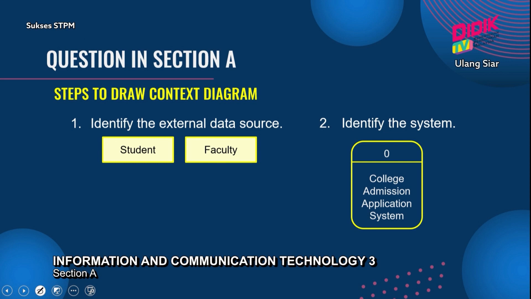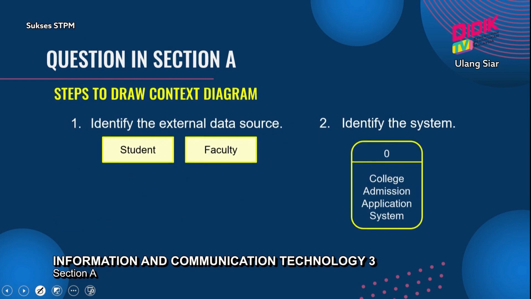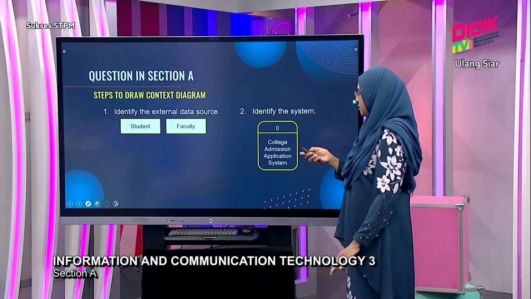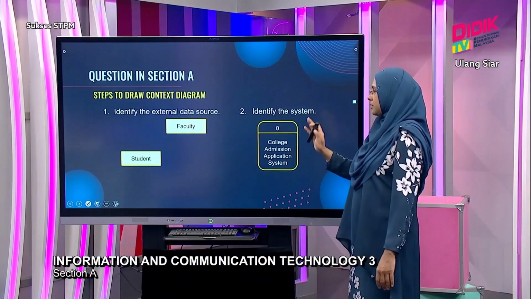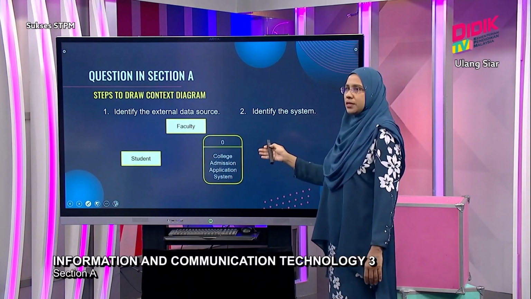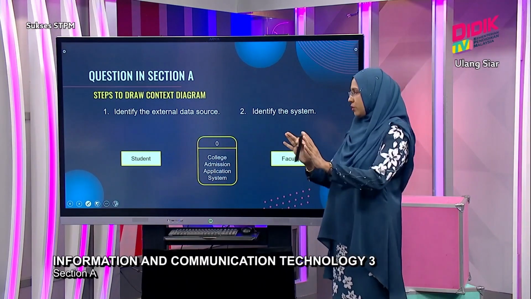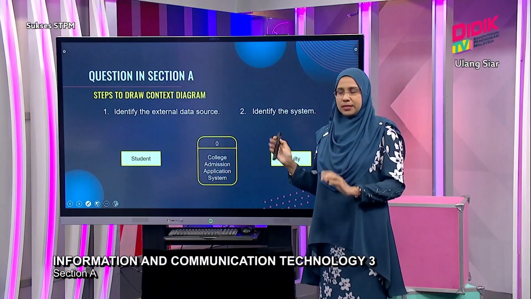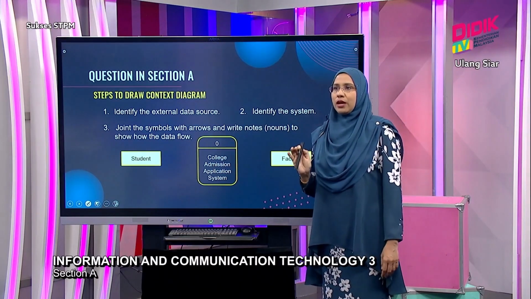And then how do I get this? This one is given in the question. Okay, college admission application system is given. So just copy it back. Alright, then you have to arrange it. So we follow this arrangement. The first one, the people who send the data. Second one in the middle will be the system, and then the third one will be the other data source. So we arrange like this. Mostly it will be like this. Okay, next, just join the symbols with arrows and write notes.